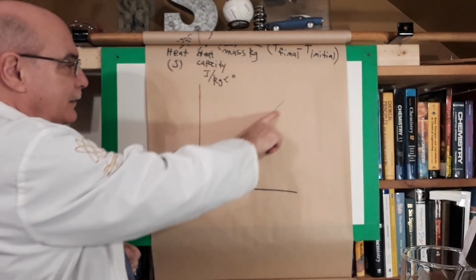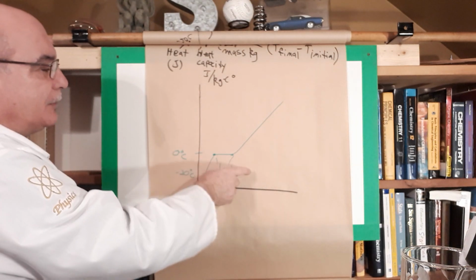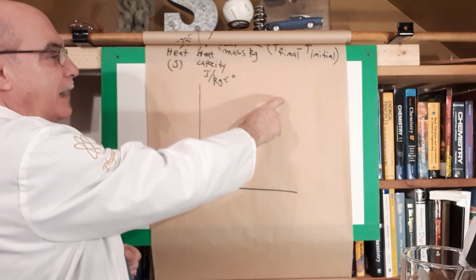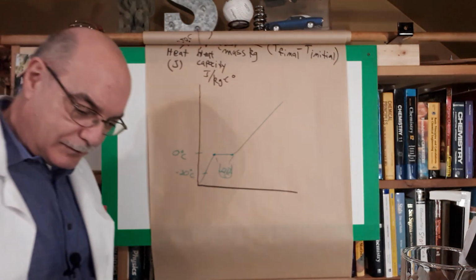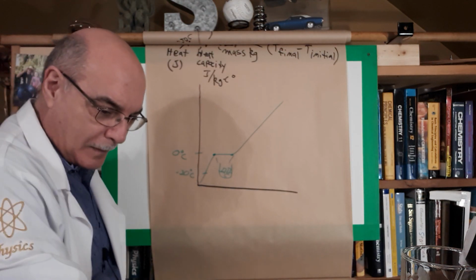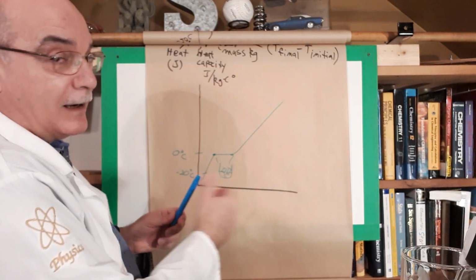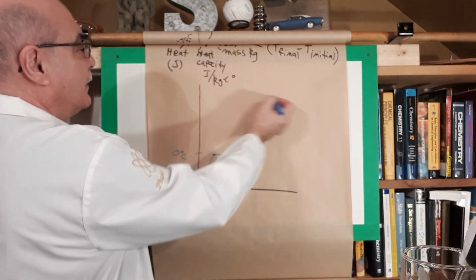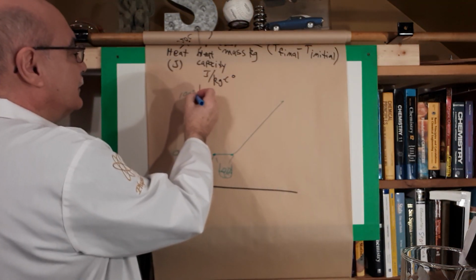And up in here, then, that will be liquid water. And as I continue to add heat, the temperature of the water rises and rises and rises until it finally hits 100 degrees Celsius. Now, I don't have a boiling kettle with me. This will be 100 degrees Celsius.